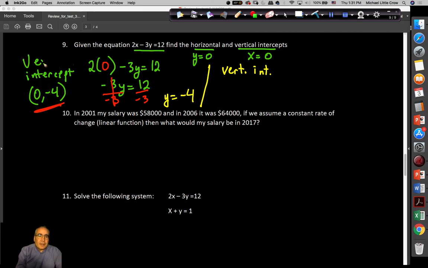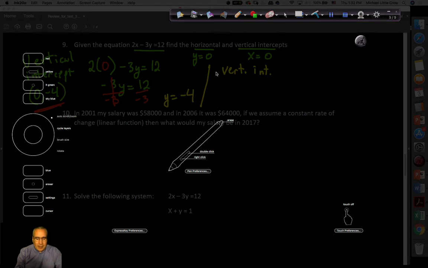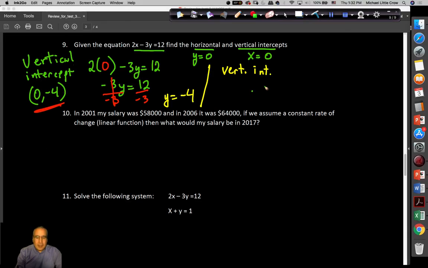We did the vertical over here. So that must mean this is going to be the horizontal over here. Horizontal intercept. This one we're going to put 0 in for y. So we get 2x minus 3 times 0 equals 12.